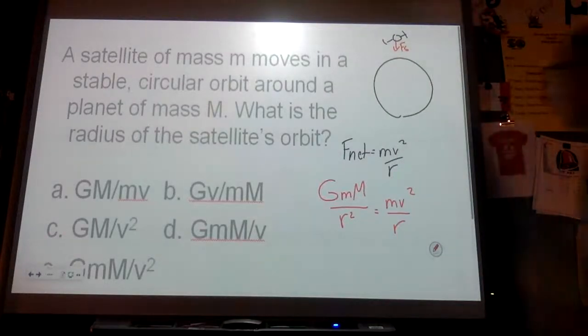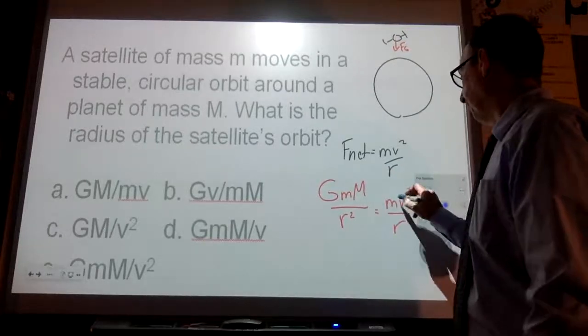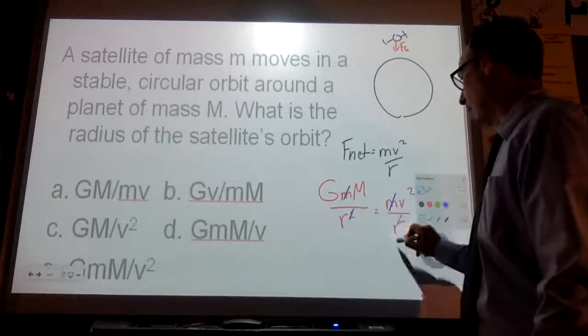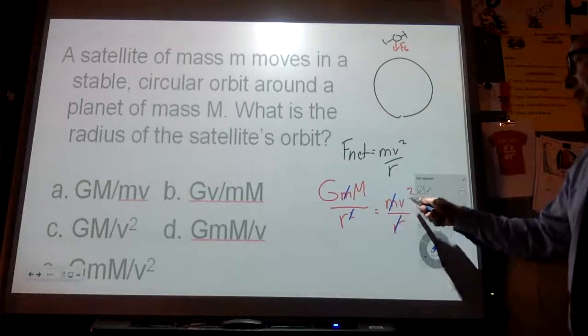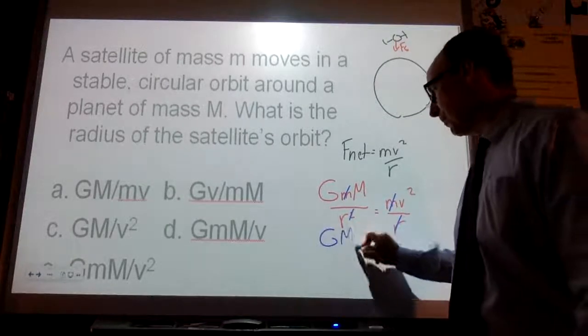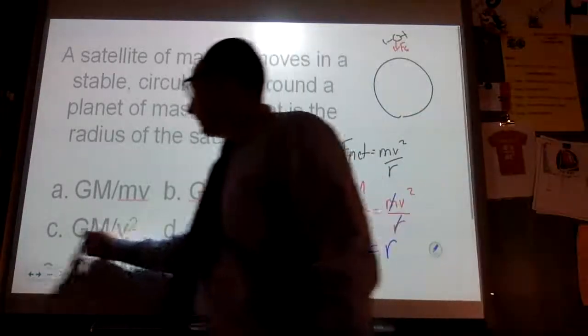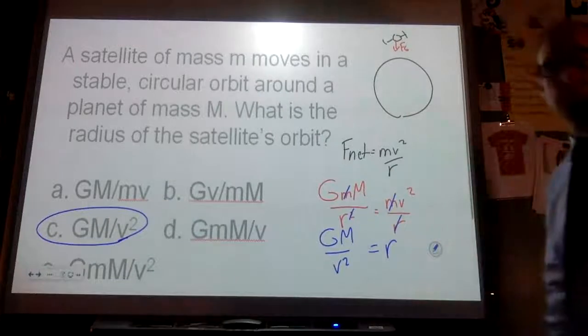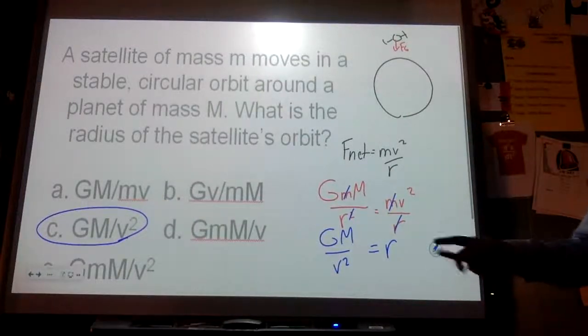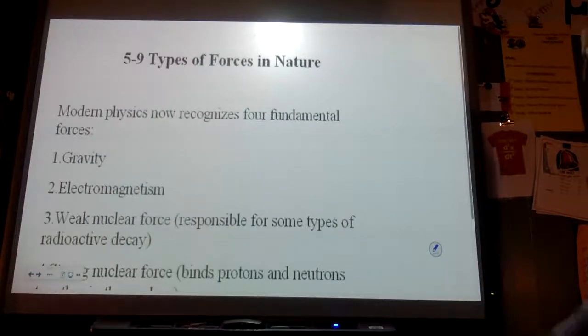I want to solve for r. I'm going to cancel out little m and one r. I'm going to multiply this r to that side, and I'm going to divide by v squared. And it looks like our answer is this one. Both of these, the previous slide and this slide, were AP multiple choice questions.